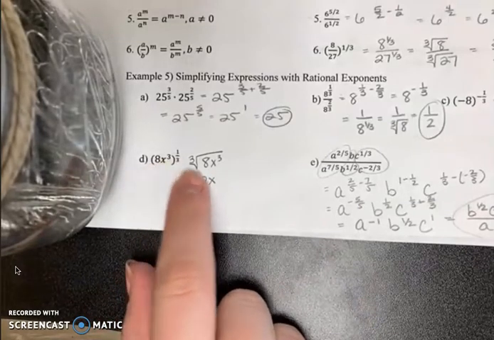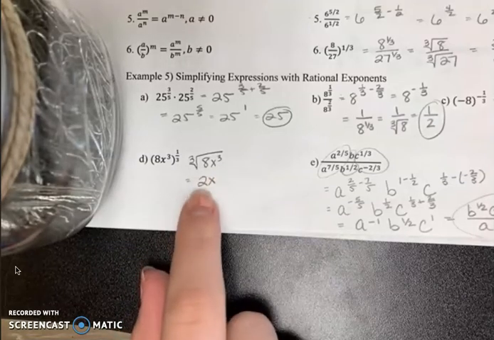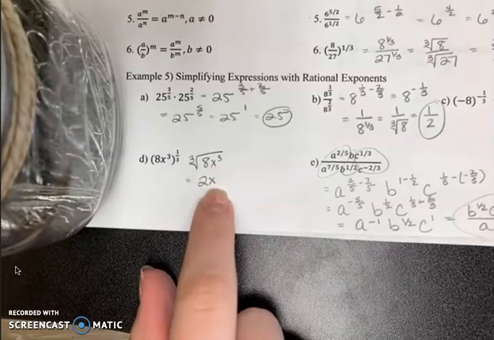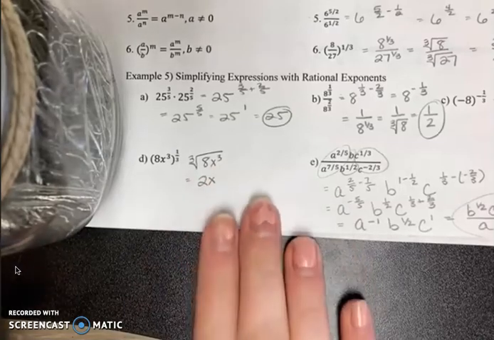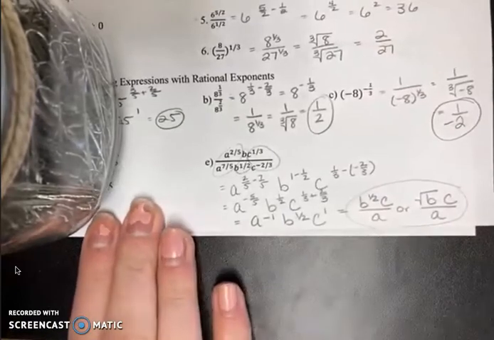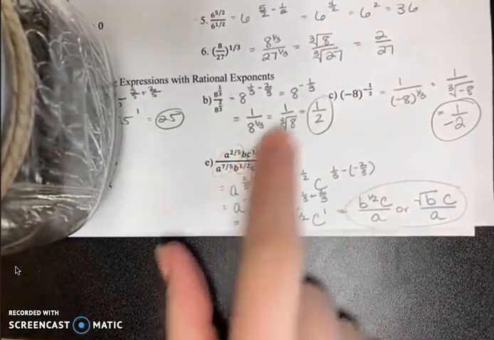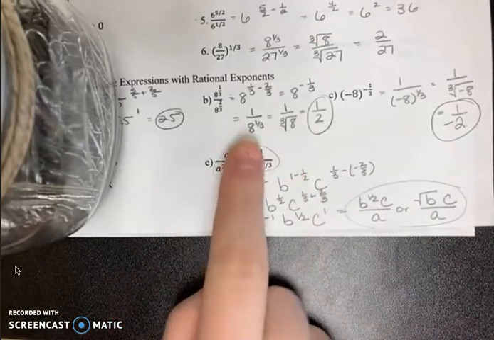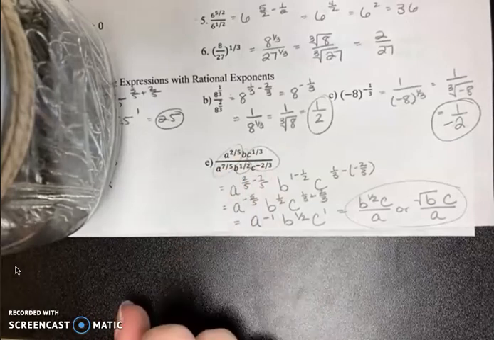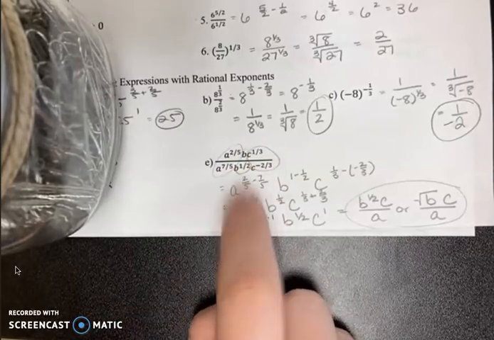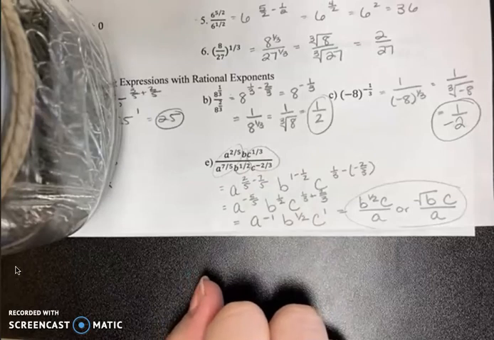I rewrote it as the cube root of 8x cubed. 8 is a perfect cube of 2, and then I could pull out that x because that was also a perfect cube. E, I could see giving some difficulty. I just showed all my steps here. Because this was a quotient with multiple variables, I just went ahead and subtracted all of the powers. So 2/5 minus 7/5, 1 minus 1/2, 1/3 minus negative 2/3.